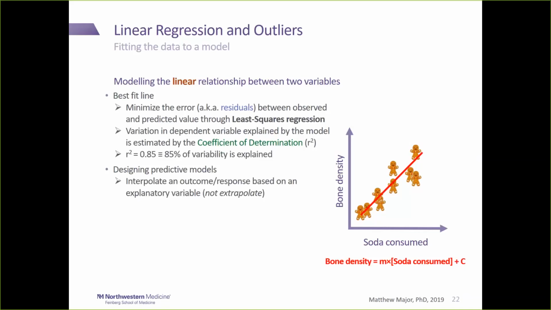Now, it's important to recognize this is interpolation and not extrapolation. You don't want to extend beyond the data set and what it's able to actually describe. Even though you see a linear relationship there with all these little cookies, it doesn't mean that beyond the cookies there, you don't have a curved relationship.